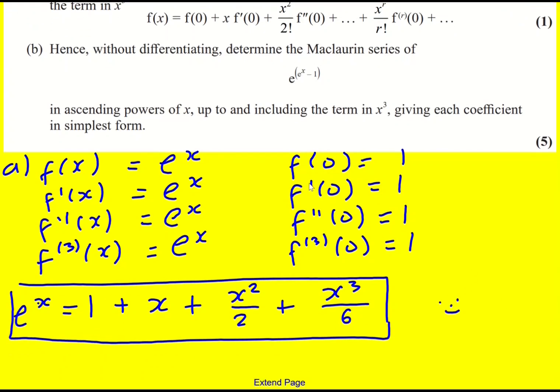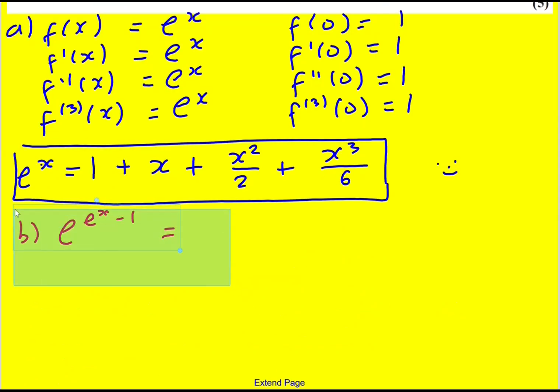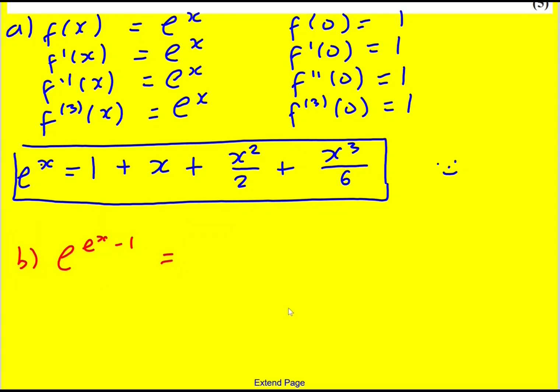Then we're asked, without differentiating, to determine the Maclaurin series of e to the x minus 1. There's actually a lot of different ways to do this, but probably the simplest is to use our answer from part A and substitute straight in for the e to the x. So I'm going to get e to the 1 plus x squared over 2 plus x cubed over 6, and then I'm minusing 1. I'm going to cancel these out.